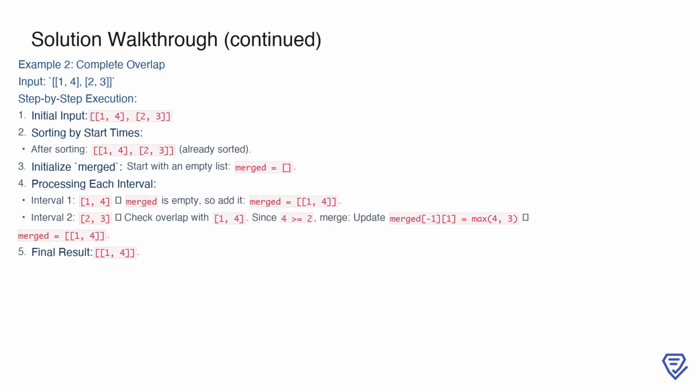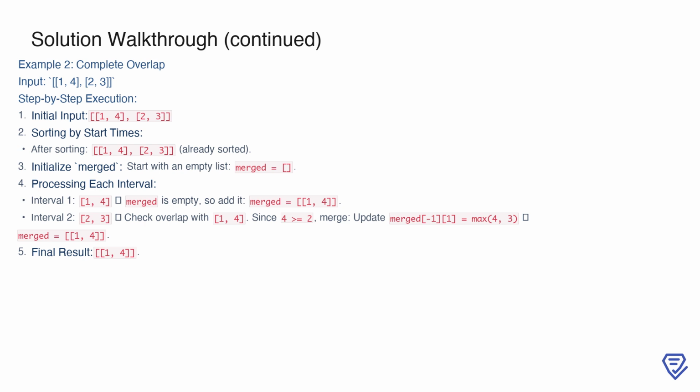In the second example, we have two intervals, [1,4] and [2,3]. The first step is sorting, but these intervals are already sorted. We again initialize an empty merged list and start processing. For the first interval, [1,4], since merged is empty, we add it directly. Next, we look at [2,3]. To check for overlap, we compare its start, 2, with the end of the last interval in merged, which is 4.